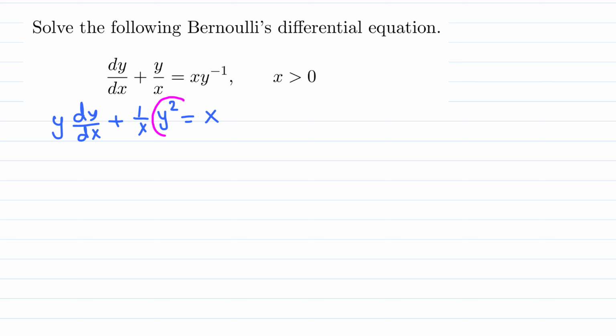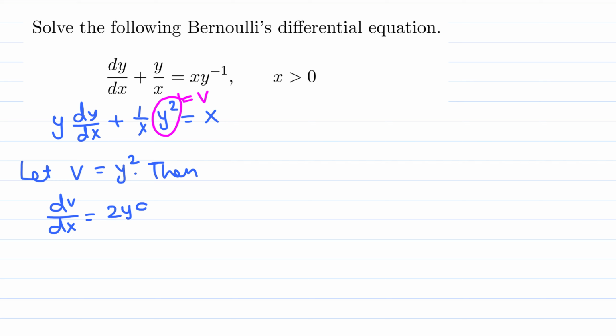So here, y squared, let's say that is v. Okay, so let v be y squared. Now we want to find dy over dx, so we find derivatives of both sides with respect to x. Then dv over dx, the derivative with respect to x, is 2y times, from the chain rule, dy over dx. Now divide by 2y, so 1 over 2y dv over dx equals dy over dx. Okay, so let's call this one star.